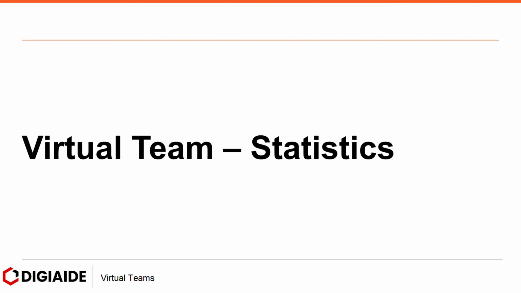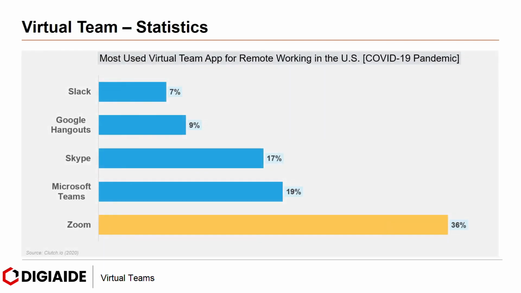Moving on to virtual team statistics. The most important one is of the most used virtual team app for remote working in the United States during the COVID-19 pandemic. Zoom happens to take 36% share, followed by Microsoft Teams at 19% and Skype at 17%.